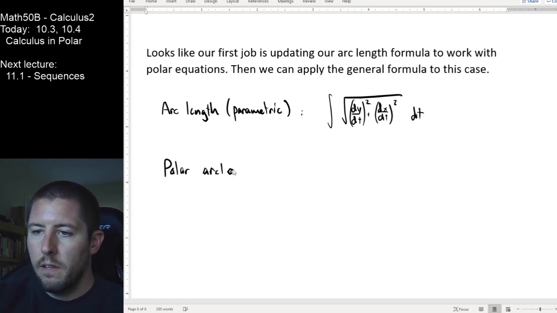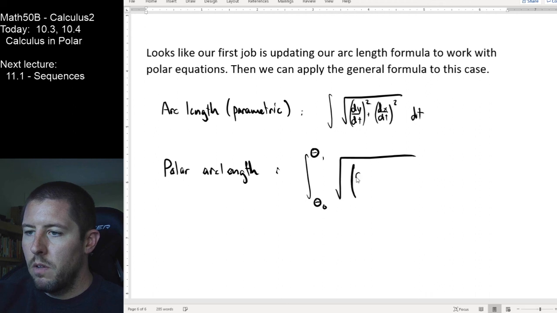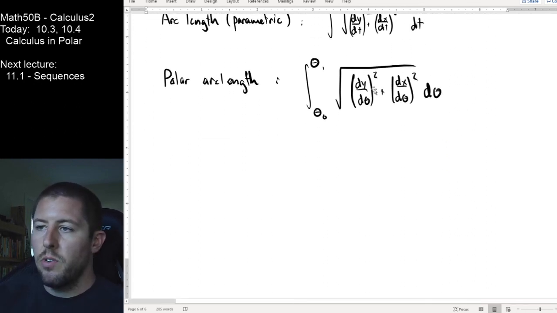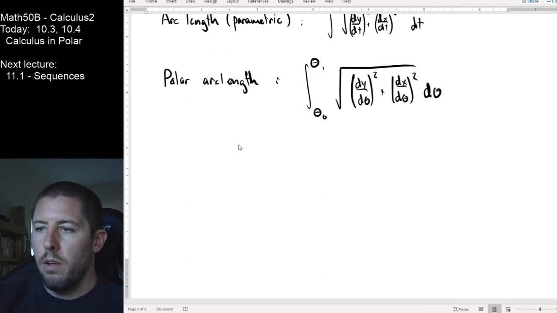So for polar arc length, we are going to get, from theta 0 to theta 1, the integral of the square root of dy d theta squared plus dx d theta squared, d theta. So all we want to do is come up with a simpler expression for what this actually is. So let's do the same manipulation inside of this integrand as we did up above when we did our derivative, and we will be good to go here.